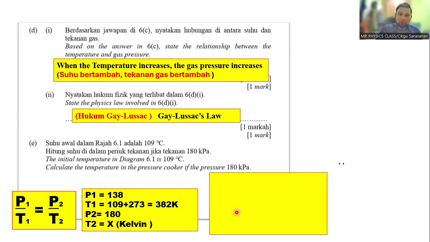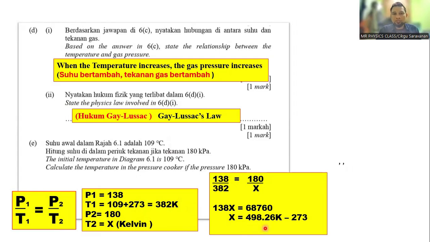Alright. So we're going to see the calculation. So we're going to do the cross multiplication. First, you substitute into the formula here. Then I think the rest all you know how to solve. Alright. So when I do a cross multiplication, I get the value of x is 498.26. But as what I said, the answer is under Kelvin. And we need to give the final answer in Celsius. How to do that? Minus 273. That is the answer, class.